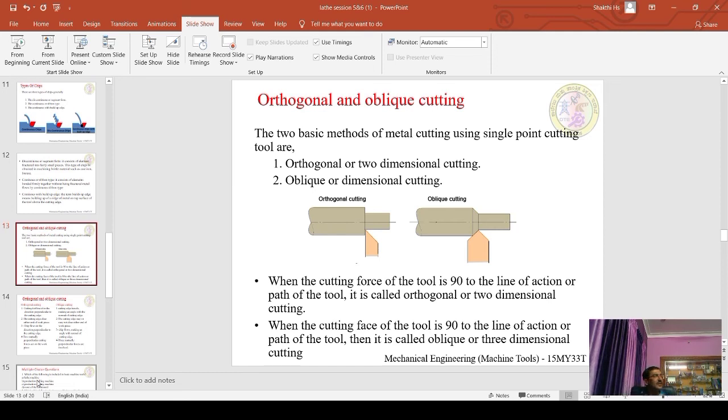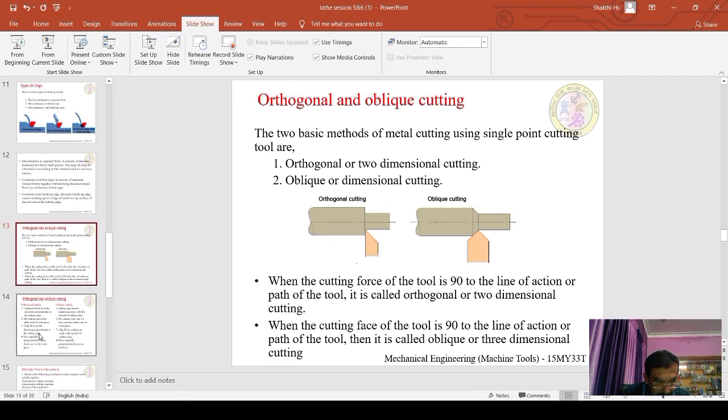Another one is oblique cutting, which is three-dimensional cutting. Commonly a V tool is employed in oblique cutting. In orthogonal cutting, the cutting face of the tool is at 90 degrees to the line of action or path of the tool, so it is called orthogonal or two-dimensional cutting. Only two faces touch the workpiece. Another one is oblique cutting, when the cutting face of the tool is not at 90 degrees to the line of action or path of the tool. It is a three-dimensional cutting, and in this case three faces of the cutting edge touch the workpiece.